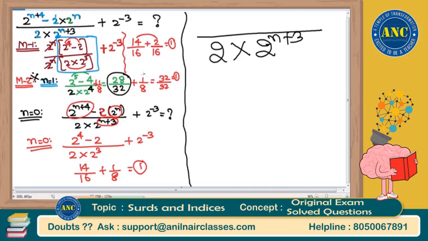I believe idea is clear, sir. 1 by 8 I forgot to add in the previous case. That is the reason I was not getting the answer. I ultimately end up getting the same answer as 1.